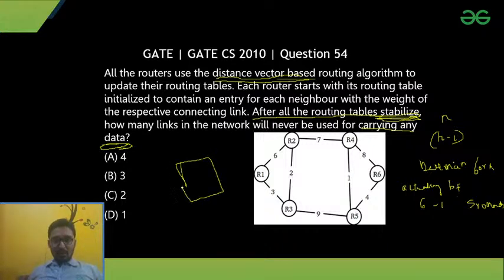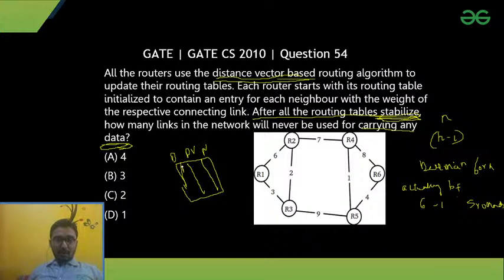Suppose R1 is the node, and for R1 what will be the distance vector? The routing table contains three things: first of all the destination, then the distance, and then the next hop.